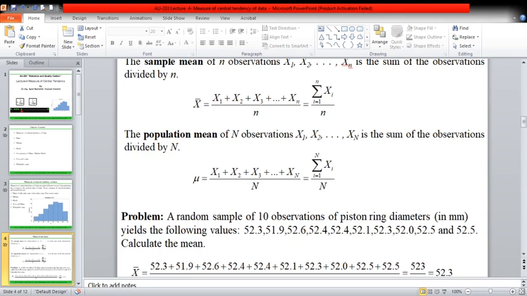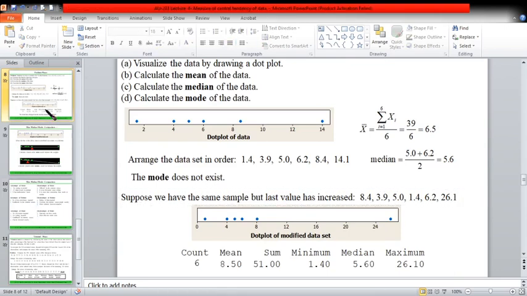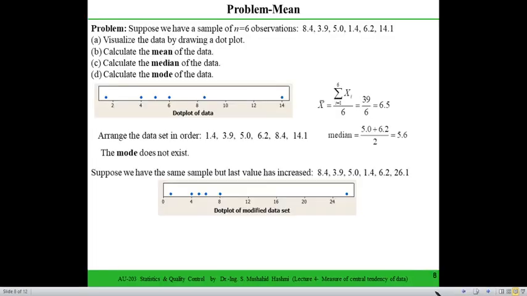Okay, suppose we have a sample in which a value has increased, let's say to 26.1. So your data set now has 26.1. Okay, so I have that data set, and some data has changed. What you see is that just by adding one value, the distribution of the data has changed. Our maximum value has crossed over 24, that is 26.1.